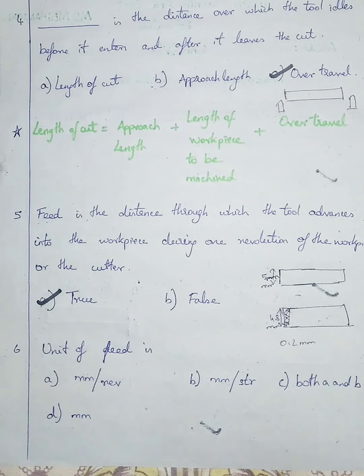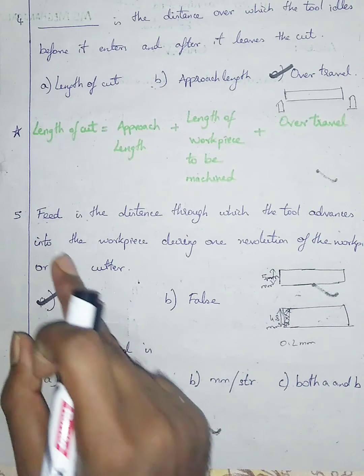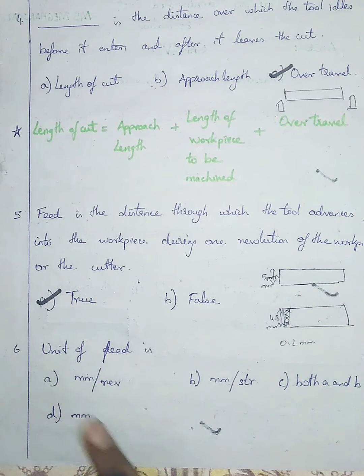Question number 6. What is the unit of feed? Millimeter per revolution. This is the question: for one revolution, how much are you giving? How much material is removed? That is how many millimeters of material are removed. That is the feed. What is the unit of feed? How many millimeters are removed per revolution?